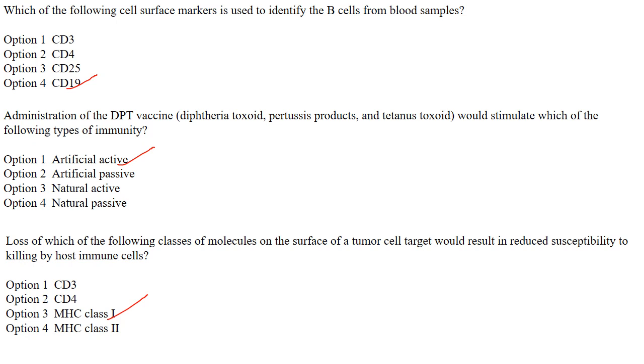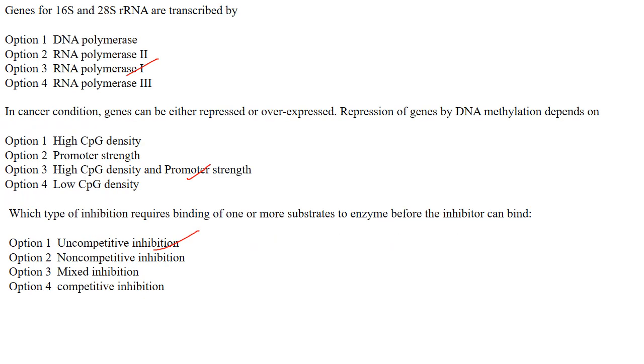Loss of which of the following classes of molecules on the surface of a tumor cell target would result in reduced susceptibility to killing by host immune cells? So it is MHC class 1. Genes for 18S and 28S rRNA are transcribed by? They are transcribed by RNA polymerase 1.